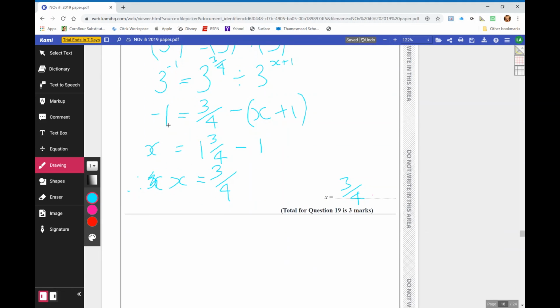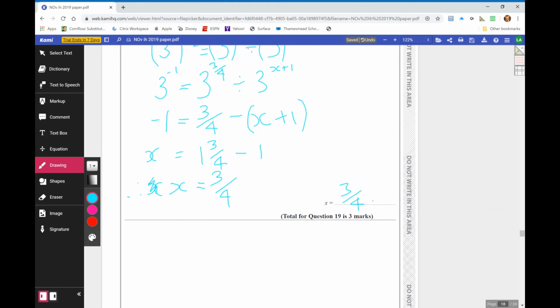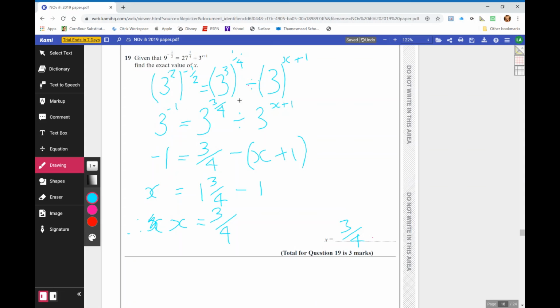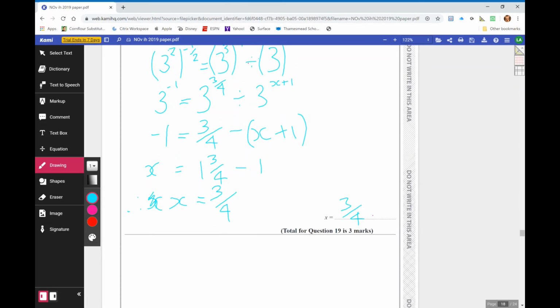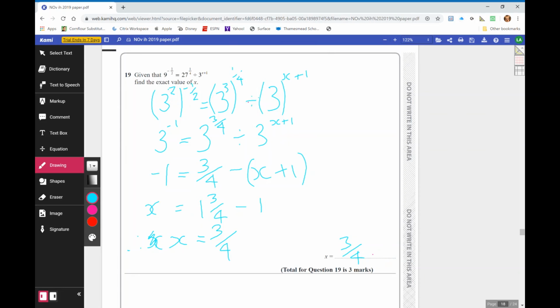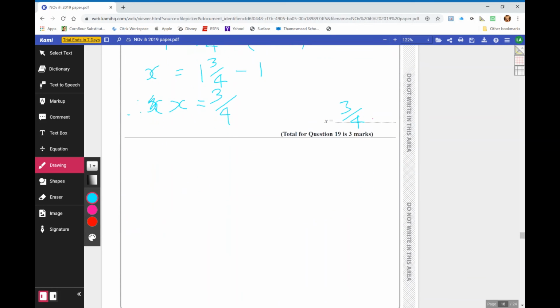And then you're just going to take the indices as they are separate. You can kind of think of these as slightly separate. And because you can do that, they're all in our base 3. And then a division of indices is always a minus, so you're minusing one from the other. Okay, and it's just rearranging that, being a bit careful with that. Alright, x equals 3/4. That's question number 19.